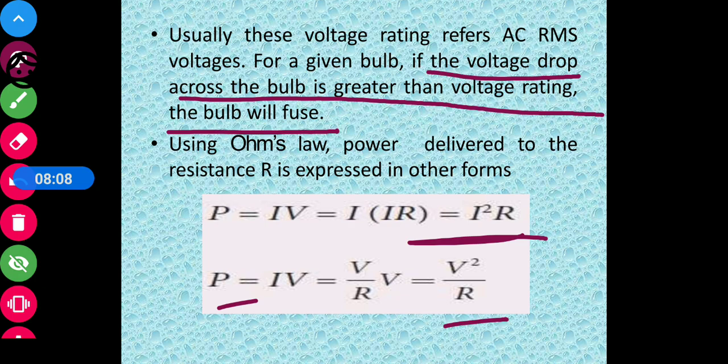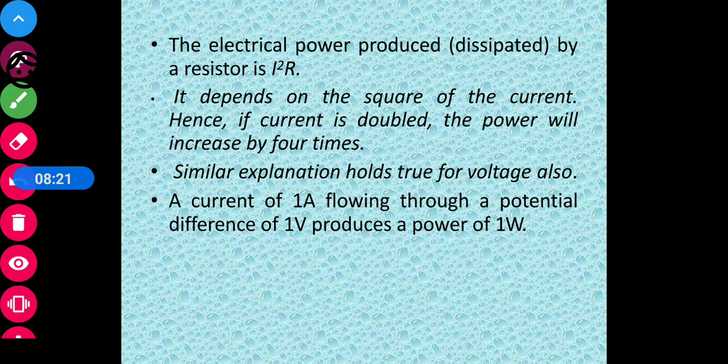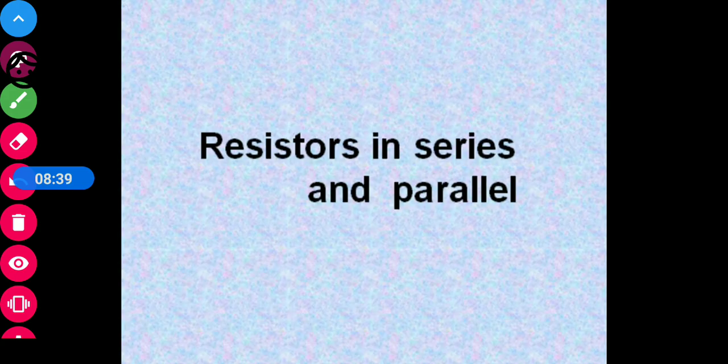Now from this expression it is clear that the current occurs as a square. So current has more effect on the power in this relation. Similarly for this relation also we can say that voltage occurs as a square. So if the voltage is doubled, then power will increase accordingly. A current of 1 ampere flowing through a potential difference of 1 volt produces a power of 1 watt.